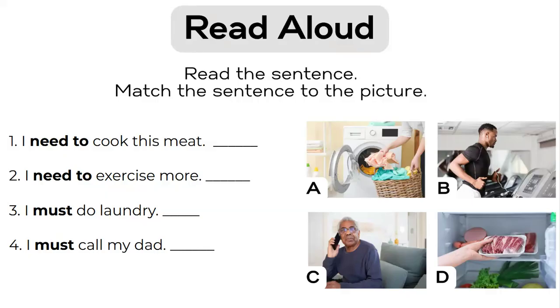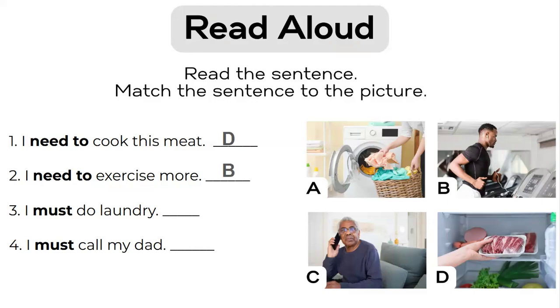All right, number 1 says, I need to cook this meat, and that is picture D. So because we're using need to, it could be an outside source. Somebody could be telling this person, you need to cook this. It could be a chef, it could be a mom, a dad, a spouse, whatever. On the other hand, this person could also live alone and they personally think that they need to cook this meat because if they don't, the consequence could be that it would spoil and they would have to throw it away.